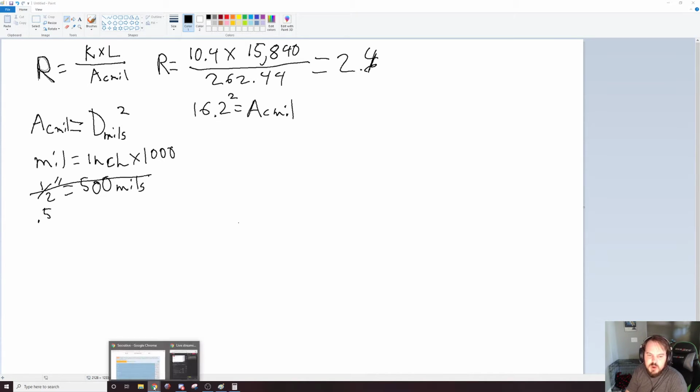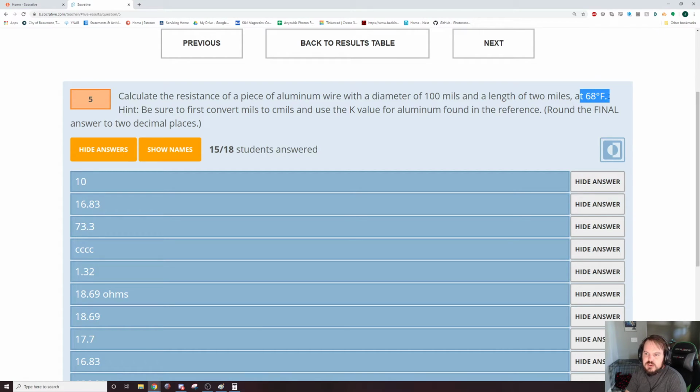The part where it's at 68 degrees Fahrenheit is because the K value for a material changes as the temperature changes. But 68 is like the baseline for this. So that chart is what we're going to use, basically. We're not going to get that far into the math where I make you work out the K value at different temperatures.